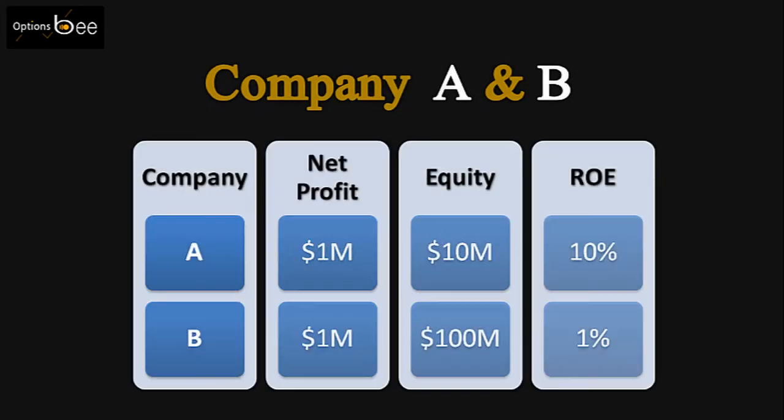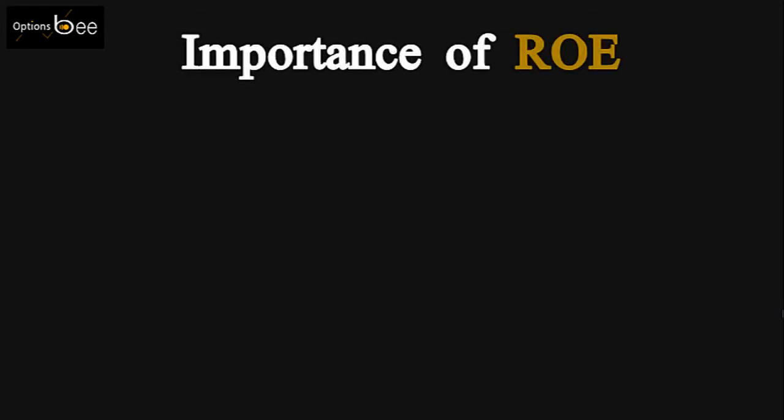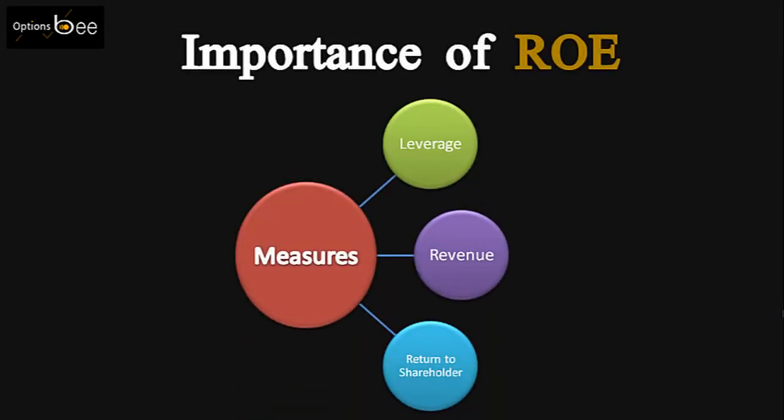Here is a quick comparison of the return on equity for two companies. As we can see, Company A has much less equity for the same amount of net profit, so gives much bigger return on equity to its investors. This is an important indicator for several reasons, as it gives us a clue regarding how leveraged a company is, the revenue it generates, and the return a shareholder gets.